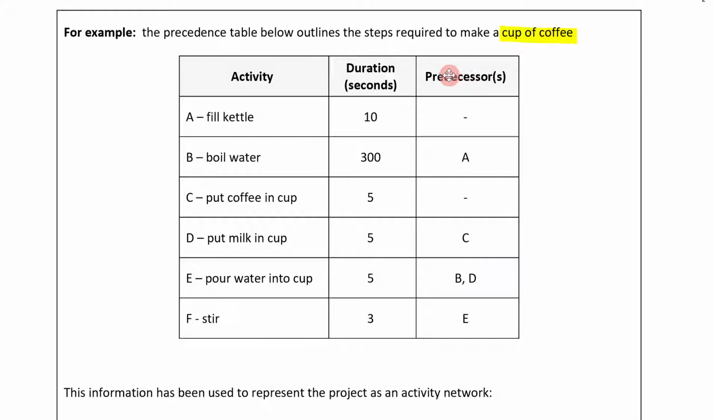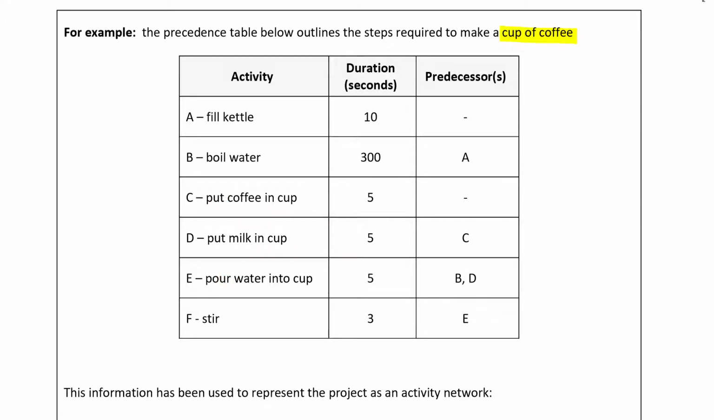We've also got our column called predecessors, and this tells us the sequence we need to follow when making a cup of coffee. So, what is the order? There's obviously some order here. You can't start with stirring. That doesn't make any sense. Stirring is going to be our last step. Nor can you start with put milk in the cup. There's steps before that. So the predecessor is going to tell us what we have to do immediately before a certain activity.